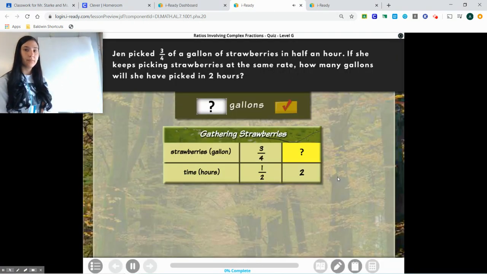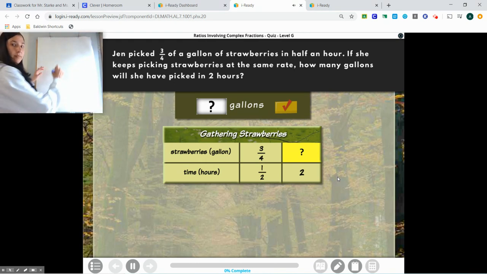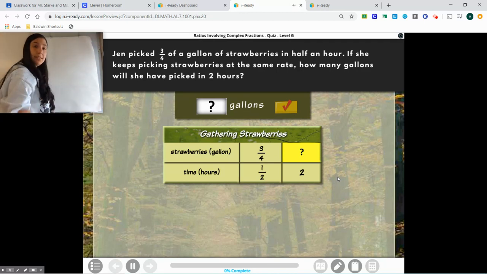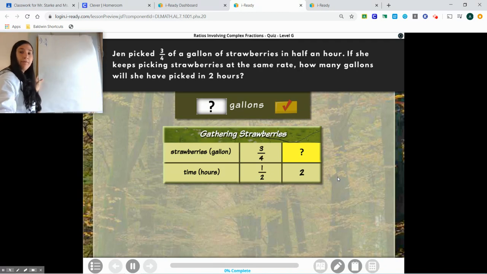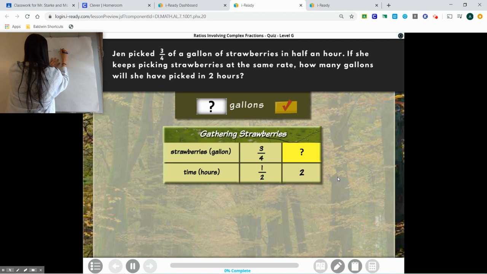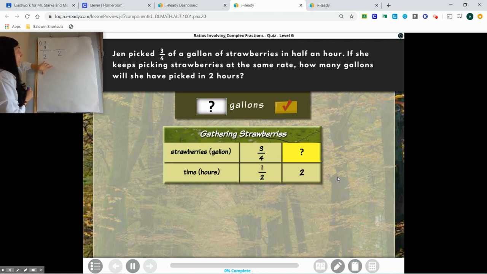Jen picked 3/4 of a gallon of strawberries in half an hour. If she keeps picking strawberries at the same rate, how many gallons will she have picked in 2 hours? Okay, so remember, we see here from our table that we're doing 3/4 times what? How are we going to get from 1/2 to 2? Well, 3/4, 1/2. And we want to get to a 2 in our denominator. In order to find our unit rate, we would multiply by 2, right? Because 1/2 times 2 would give us 1.